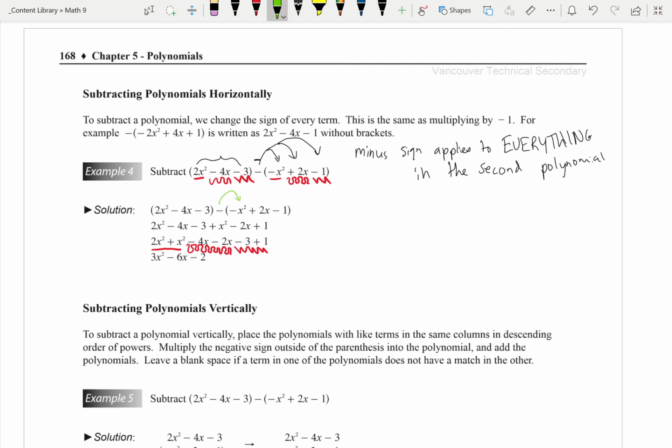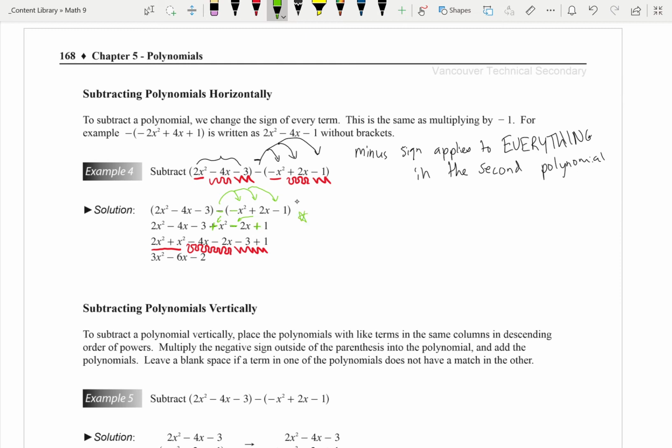So this negative sign applies to the negative x squared. So I have a minus sign and I have a minus sign. Negative negative makes a positive. So notice how the change here becomes plus x squared. Step 2, I apply the negative to the positive 2x. The negative and positive makes it negative. And then the last one, negative negative 1, becomes plus 1.